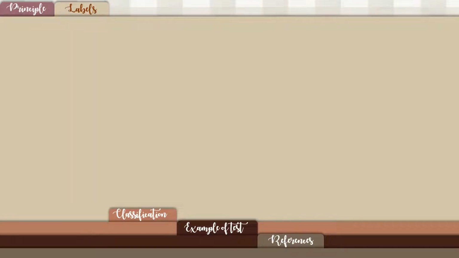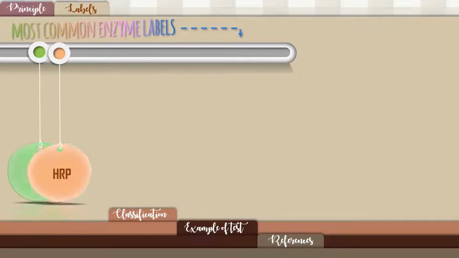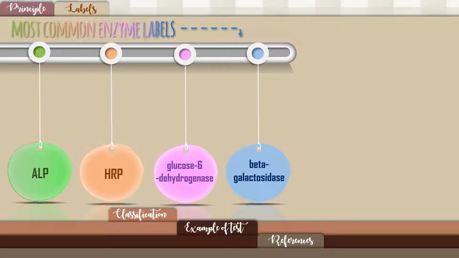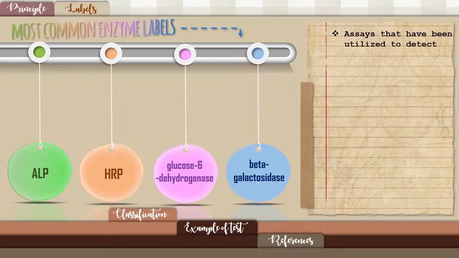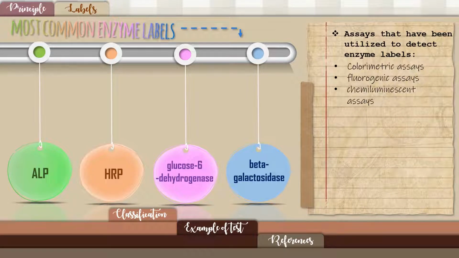EIAs, which use enzyme as labels, are one of the most common forms of immunoassays. ALP, HRP, glucose-6-dehydrogenase, and beta-galactosidase are the most common enzyme labels. Colorimetric assays, which are monitored visually or photometrically, fluorogenic assays, and the more sensitive chemiluminescence assays have all been utilized to detect enzyme labels. Because of their catalytic capabilities, enzymes can be used as labels because they can detect and quantify extremely minute amounts of immune reactants.